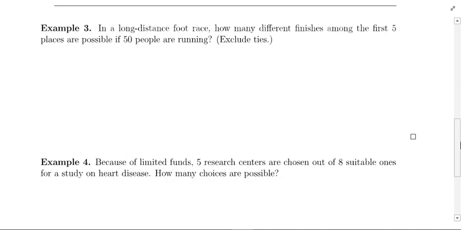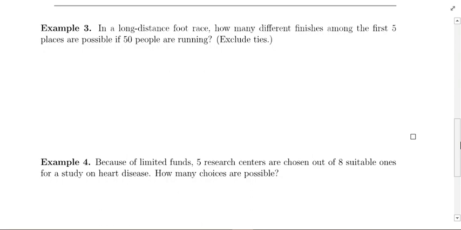It says: in a long distance foot race, how many different finishes among the first 5 places are possible if 50 people are running and we exclude ties? All right, so here we have a race. People are running. We are talking about the first 5 places. So you've got 50 people running, and we're trying to figure out how many different possibilities there are of who can come in first, second, third, fourth, and fifth out of the 50 people.